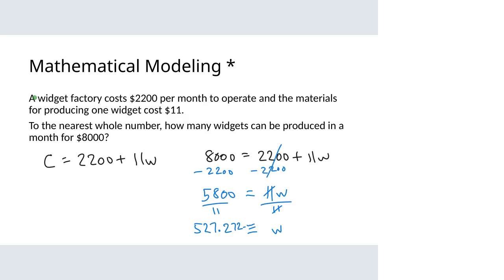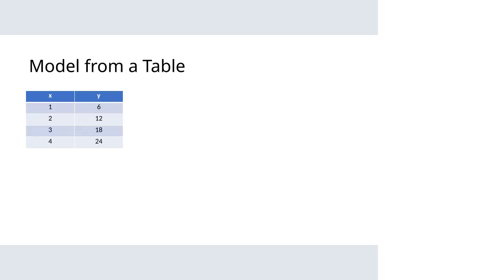527.272, and that keeps going. We were supposed to round to the nearest whole number. Whole number means the ones place, so we find the ones place, look one space to the right. That's 4, which is lower, so we'll round this down to 527 widgets. That went great. We'll go ahead and move forward. If anybody has questions, you can ask them, but I feel like we're in a really good place with that.